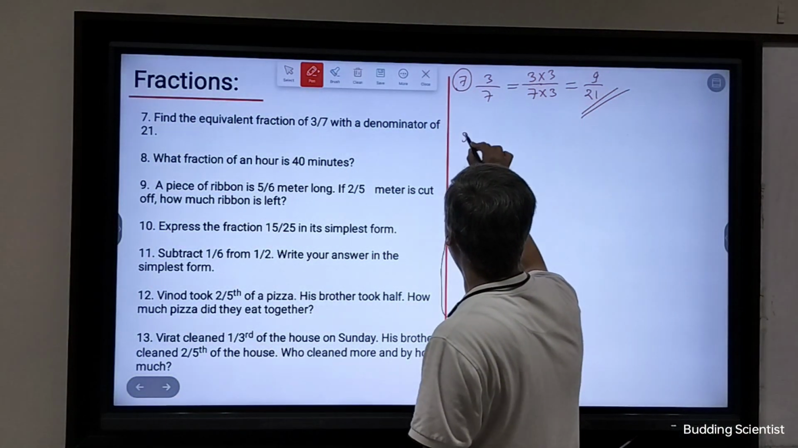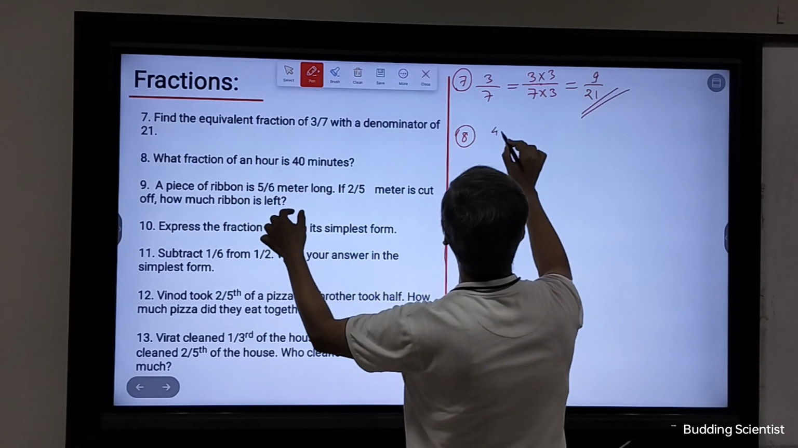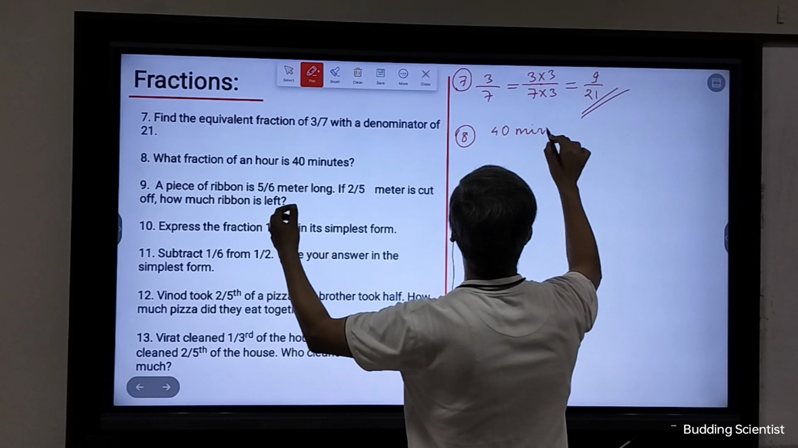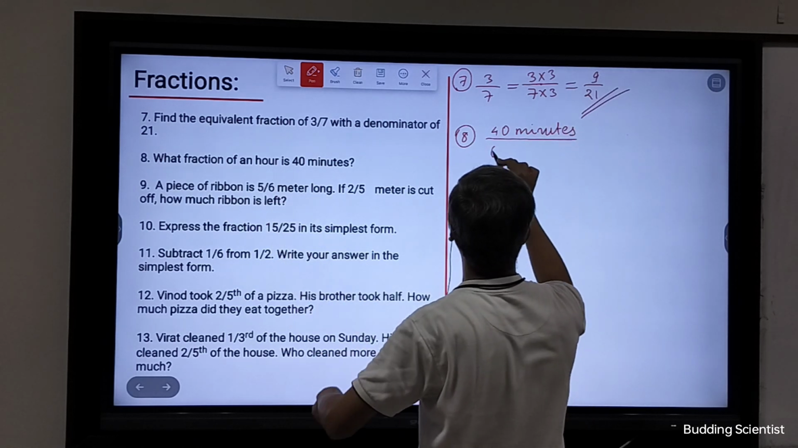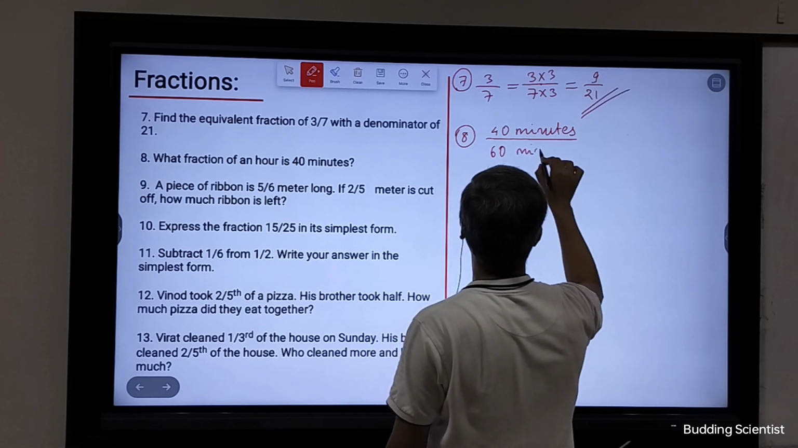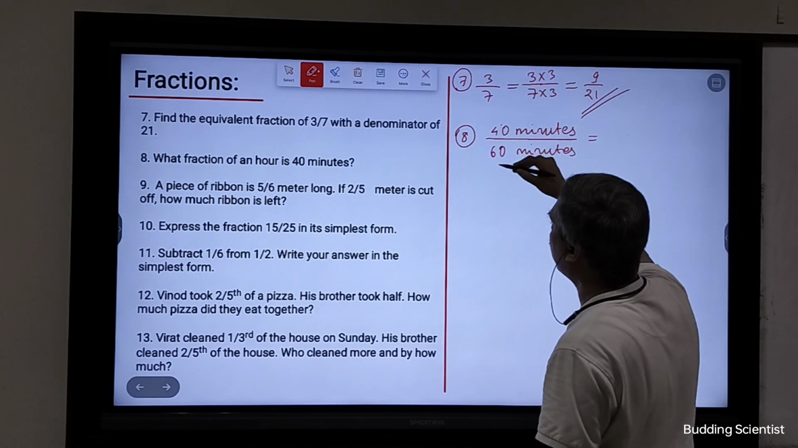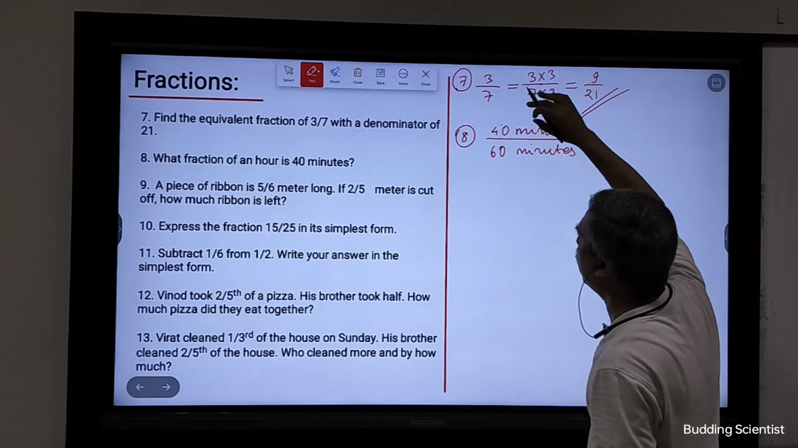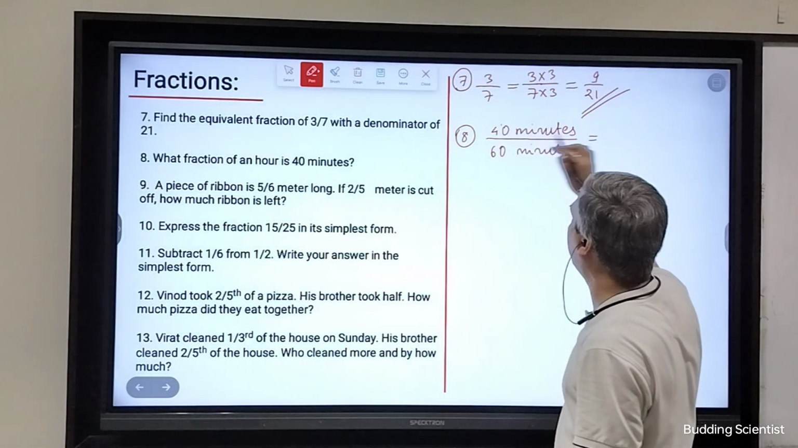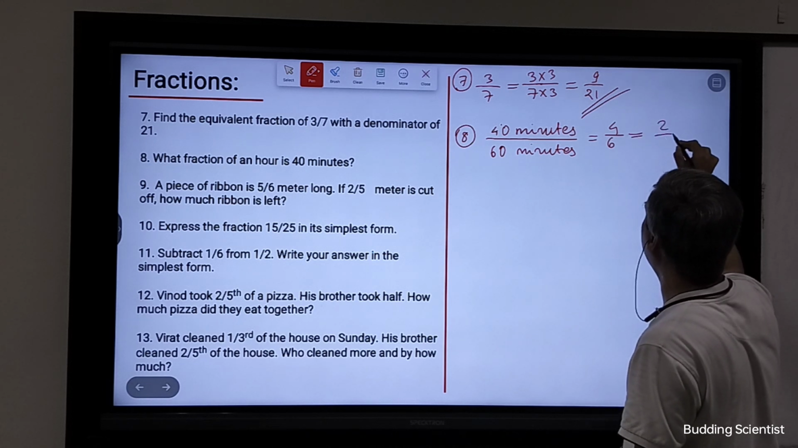Question number 8. What fraction of an hour is 40 minutes? 40 minutes divided by 1 hour. 1 hour is 60 minutes. This is equal to, 0 0 कट जाएगा, 4 by 6, or I can divide by this and this. We can cut the zeros, then we get 4 by 6 and then we can divide by 2 and I get 2 by 3.